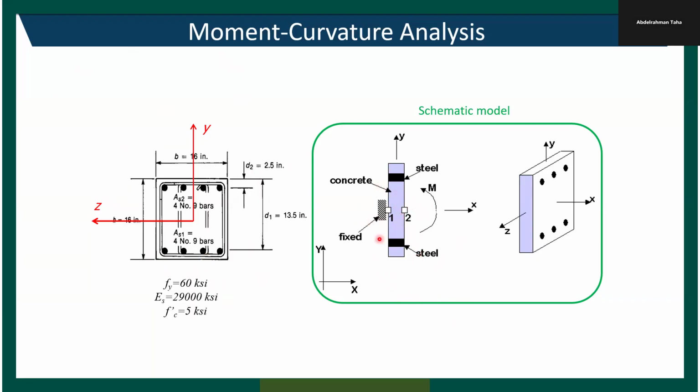And we basically fix the one point and let the other point free to rotate. So we fix all degrees of freedom at this node, except for the rotational degree of freedom. And then we apply a moment at this free rotational degree of freedom and record the response of this node to the applied moment.